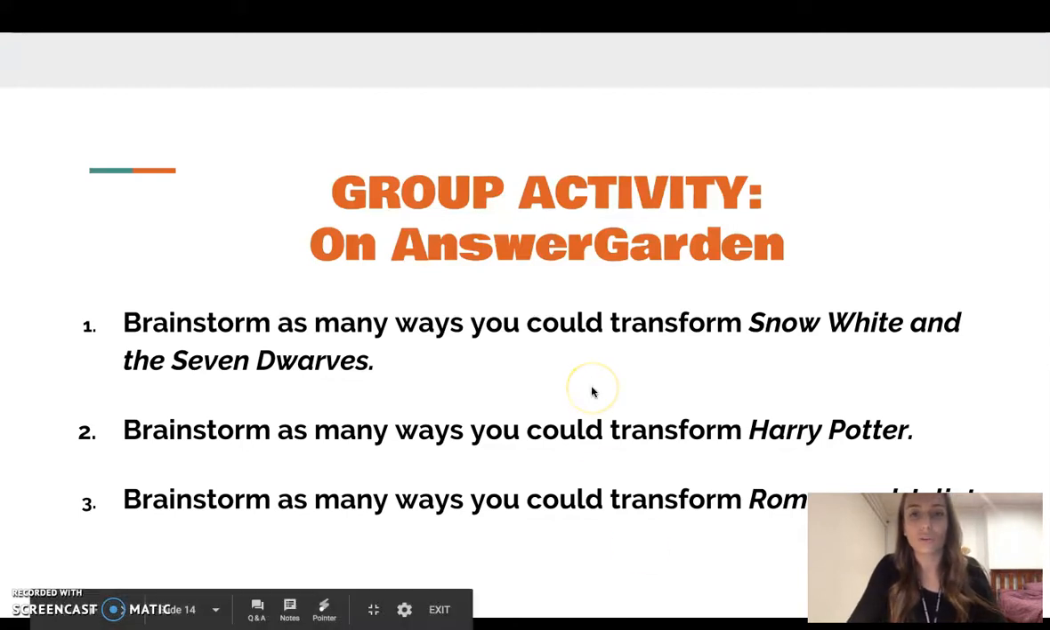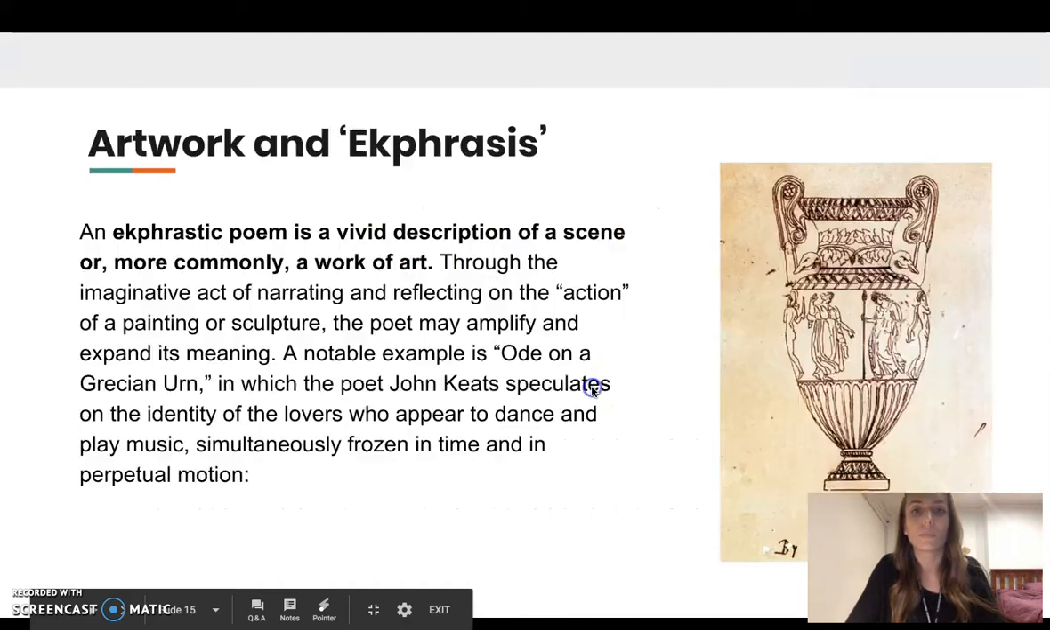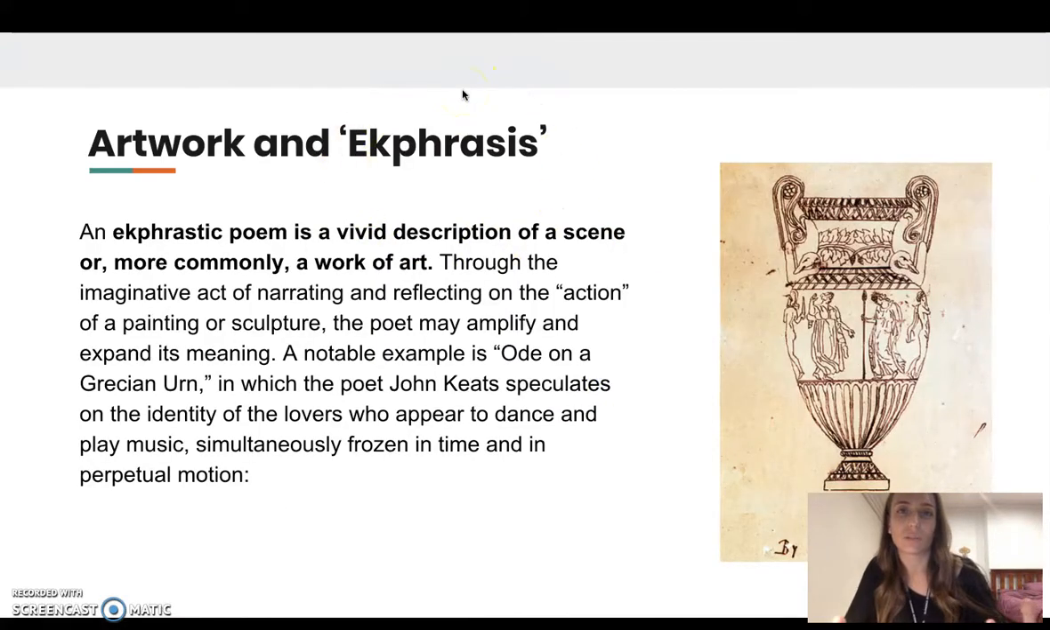Okay, moving on. Before we do a topic, I want to talk about this idea of ekphrasis and the relationship between artwork and text. Ekphrasis sounds like a fancy word, but all it means is a vivid description of a scene or a work of art. So taking a work of art, a painting, a sculpture, whatever, and describing it with beautiful imagery, beautiful language, or even just normal language. Basically, it's the imaginative act of narrating and reflecting on the action of a painting or sculpture. The poet or writer may amplify and expand the original meaning of this painting or sculpture.